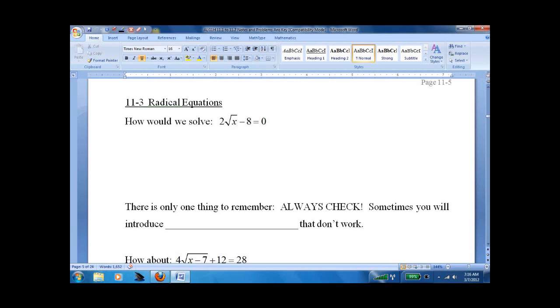Lesson 11-3, Radical Equations. So, previous lesson we dealt with some radicals. Now we have to actually get used to doing them so we can solve an actual radical equation. So how would we solve this? Well, rule number one, we want to get the radical alone on one side.